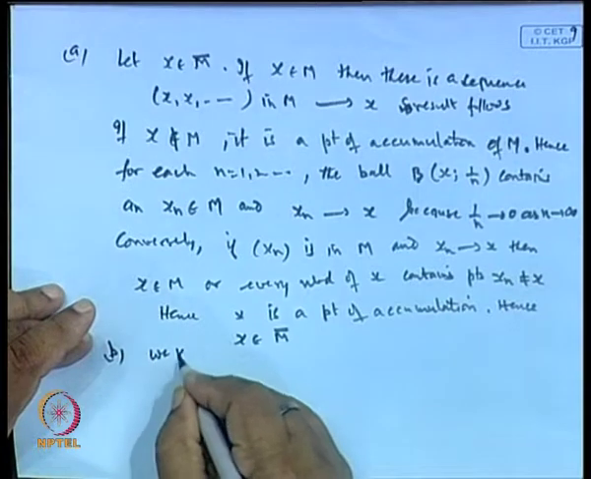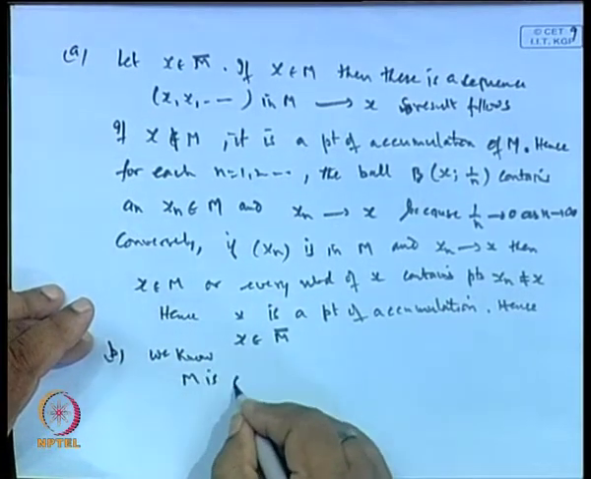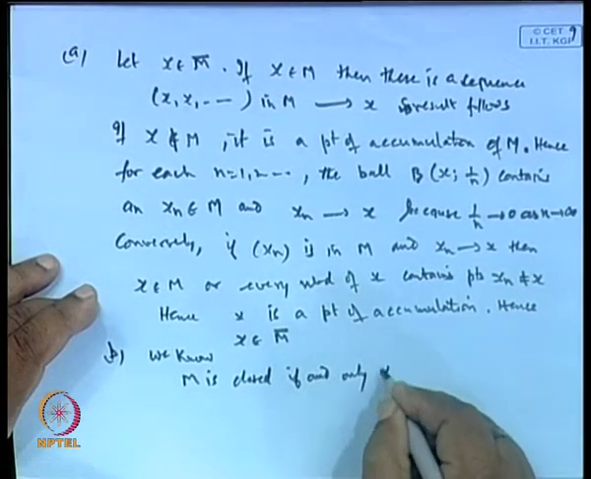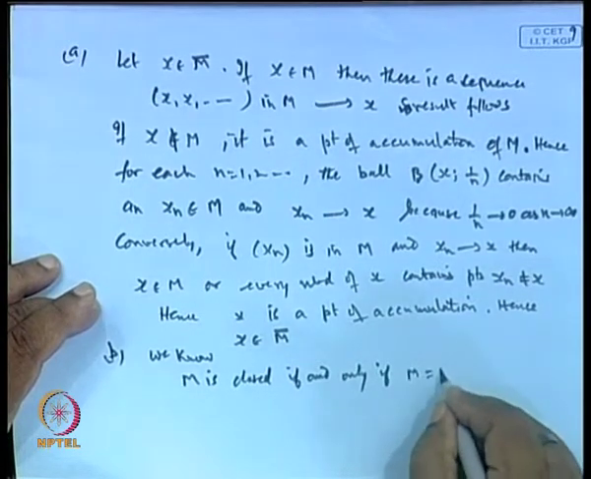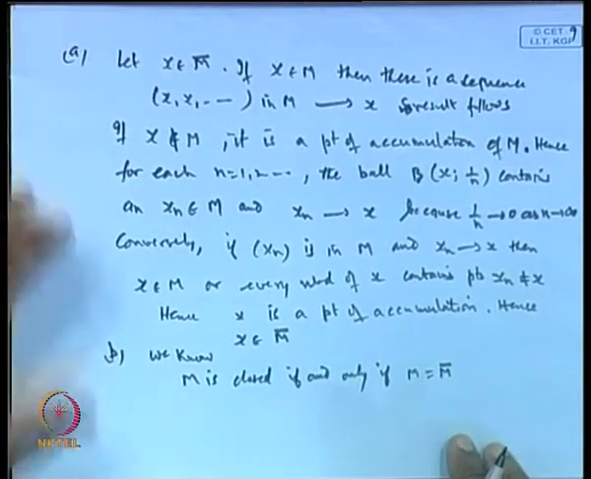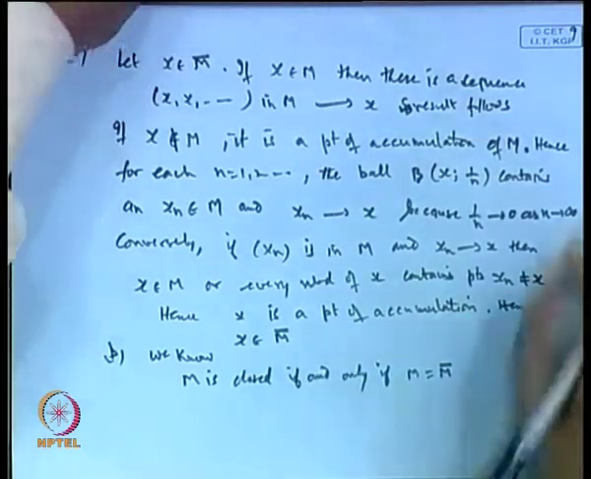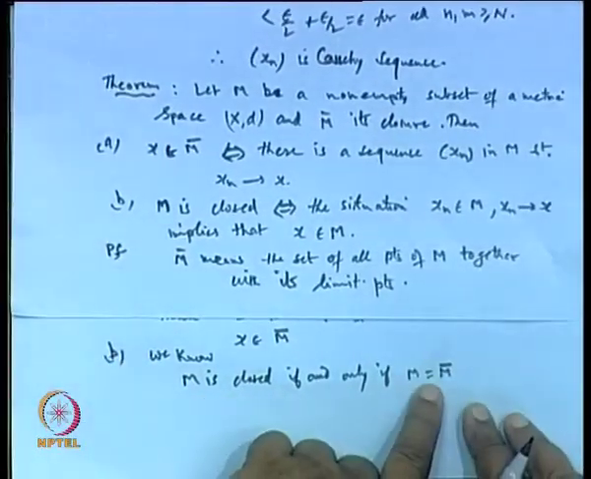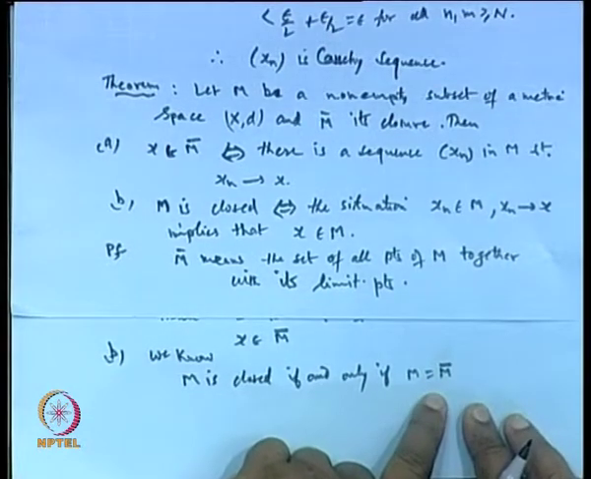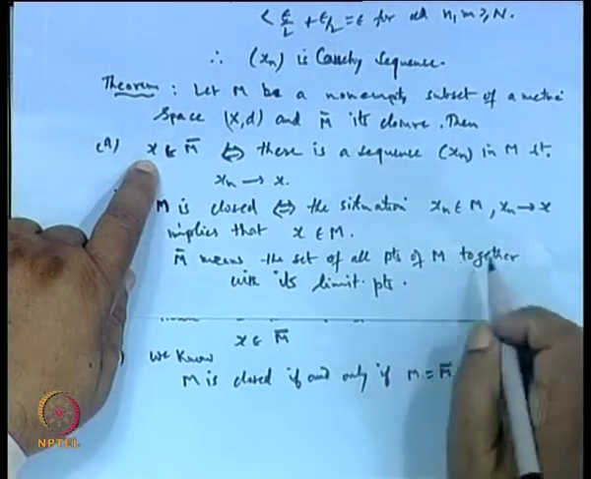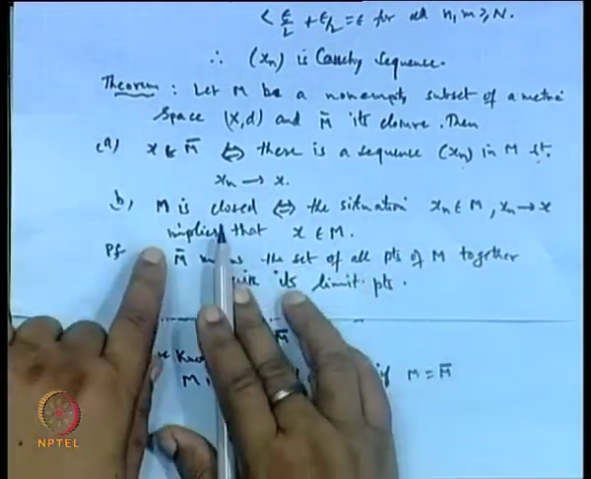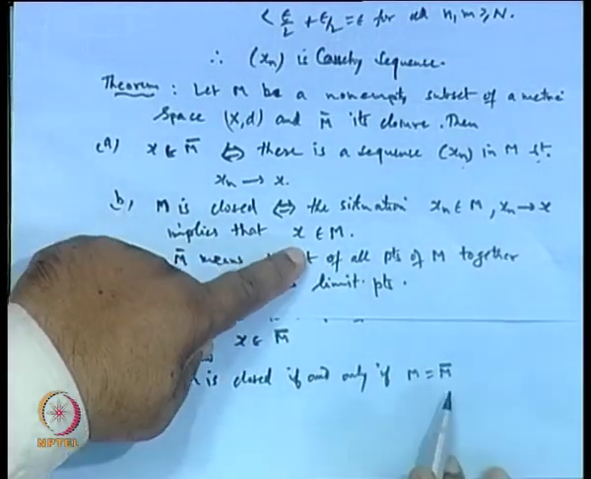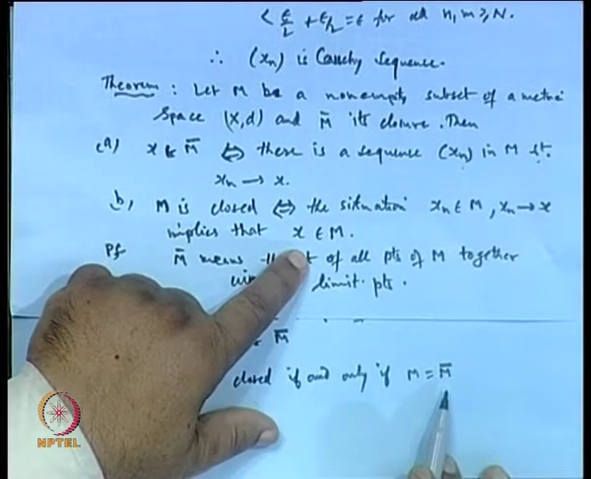We know that M is closed if and only if M is equal to M closure. This we know. Now, if M is equal to M closure, let us see part A. When M is closed, it means M is equal to M closure. So, if M is M closure, then according to part A, there will be a sequence x n which goes to x. So, we get the sequence x n belongs to M, but the point x will be in M because M is closed. So, it will be a point of M bar, meaning it will be in M, and vice versa.